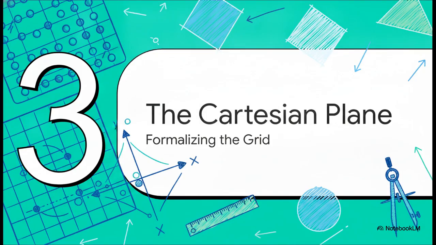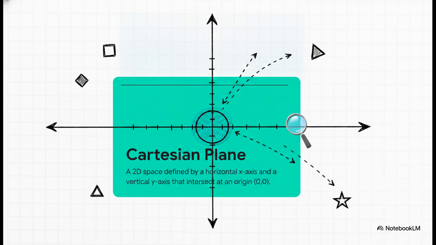The Cartesian plane, formalizing the grid. That tactile map of Rienne's room is actually the perfect stepping stone to the formal mathematical tool you'll be drawing on your graph paper. Welcome to the Cartesian plane. Think of this as a totally flat, two-dimensional piece of paper that extends out forever. To locate anything in this space, we draw two straight, perpendicular lines.